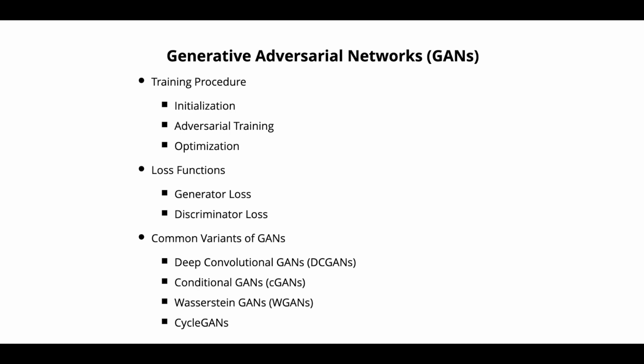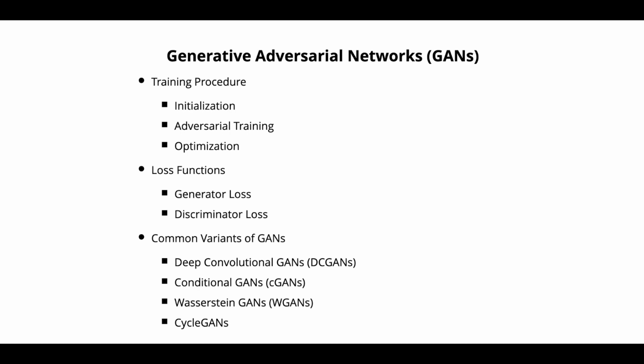Next topic is about common variants of GANs. There are 4 of them. One is the deep convolutional GANs, which is DCGANs. GANs with convolutional neural networks in generator and discriminator, commonly used for image generation tasks. Next one is conditional GANs or CGANs. GANs conditioned on additional information such as class labels to generate samples with specific attributes.